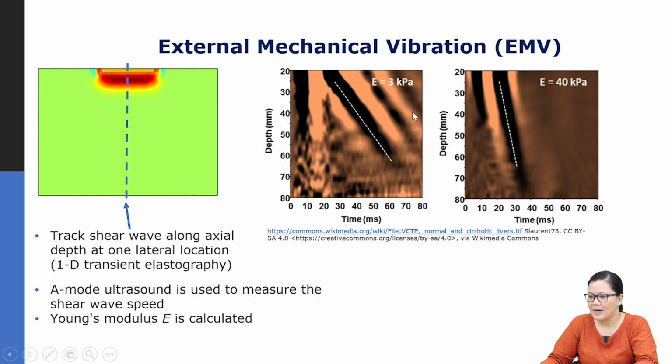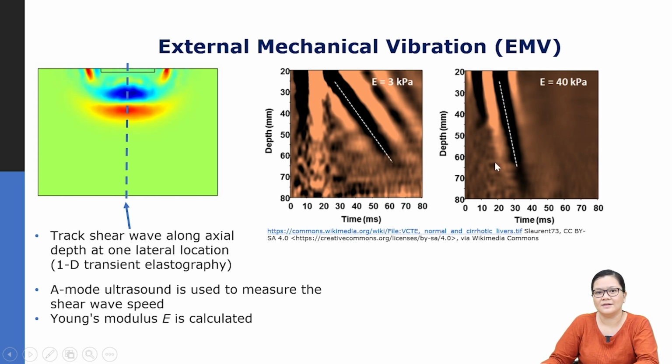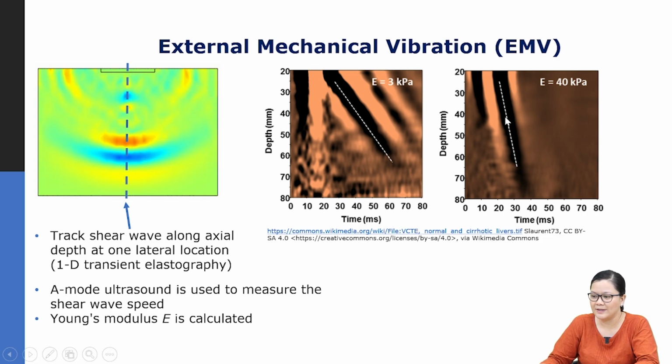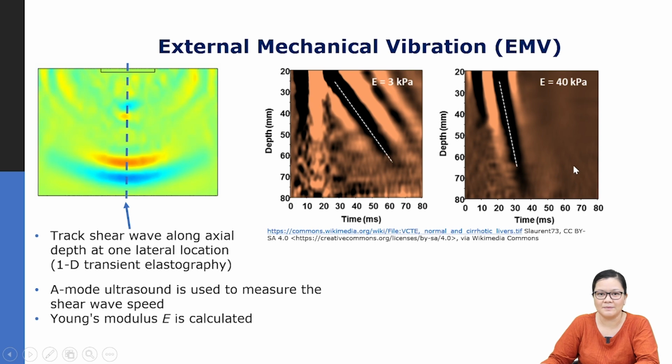So here, these are two different, what we call spatio-temporal profiles of the shear wave. And you can see that the shear wave is traveling faster with time in a more stiff material. And that's because the Young's modulus is proportional to the square of the shear wave speed. So you would see a steeper slope in this wavefront in this type of image if you have a stiffer tissue.